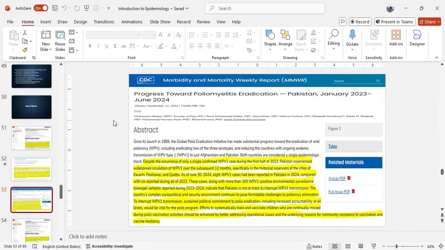To interrupt wild poliovirus transmission, sustained political commitment to polio eradication, including increased accountability at all levels, would be vital for the polio program. Efforts to systematically track and vaccinate children who are continually missed during polio vaccination activities should be enhanced by better addressing operational issues and the underlying reasons for community resistance to vaccination and vaccine hesitancy.